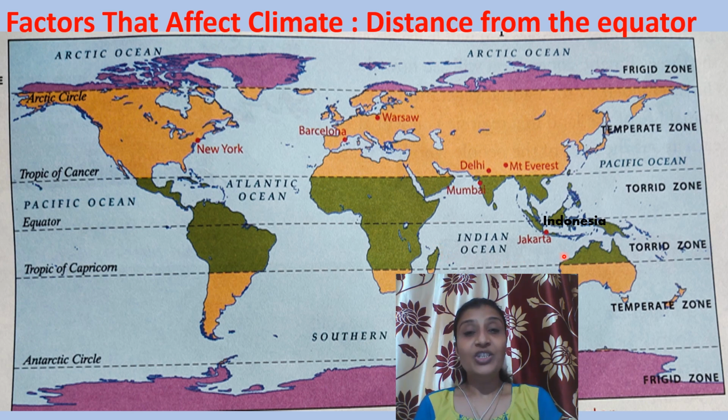The maximum temperature is 32 degrees Celsius and the minimum is 24 degrees Celsius. New York has winter, and the temperature is maximum 8 degrees Celsius and minimum -1 degree Celsius. Understood, children? How the distance from the equator affects the climate?